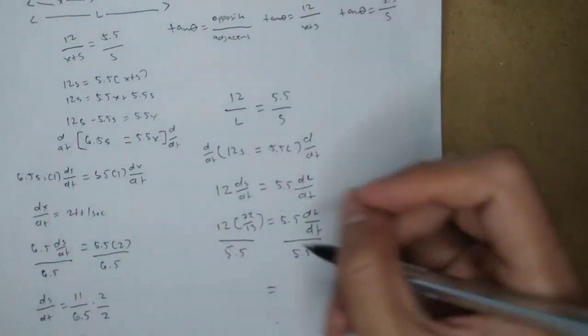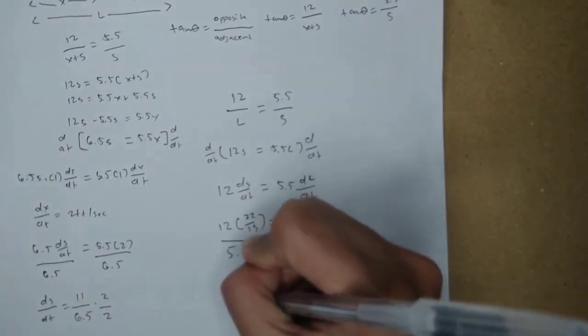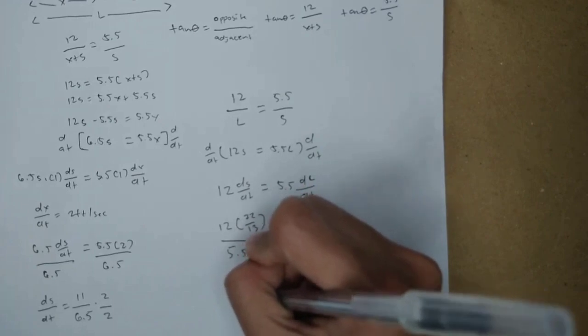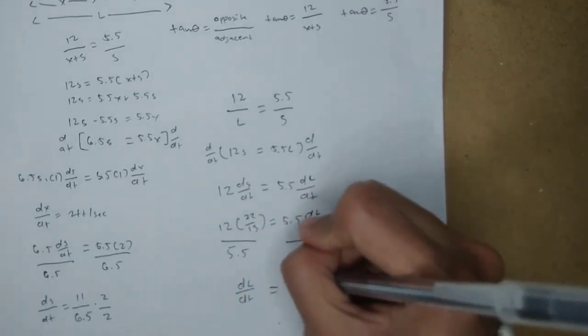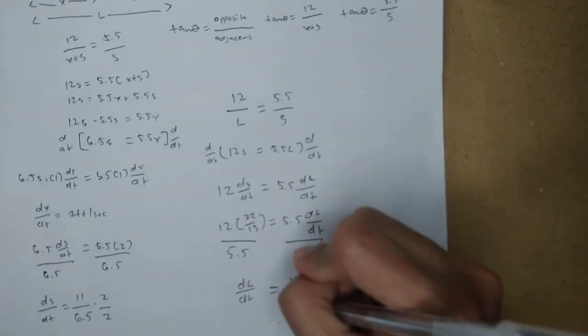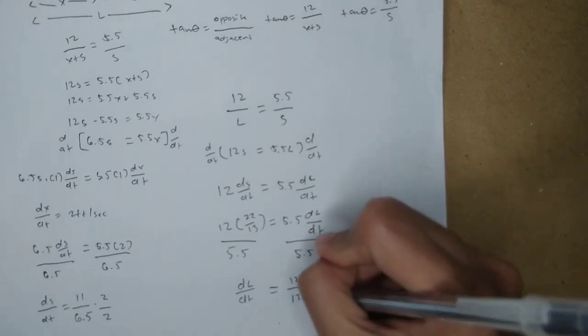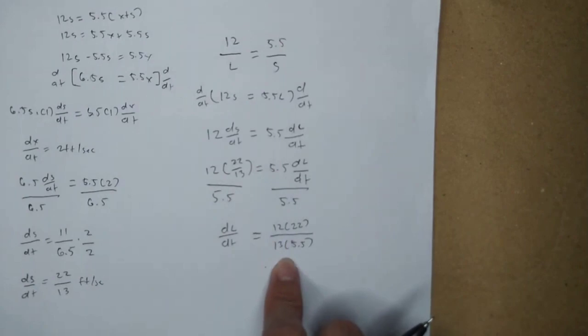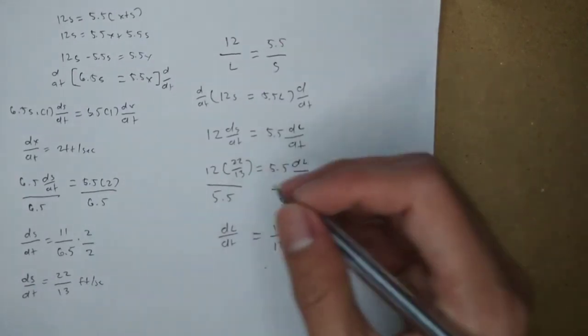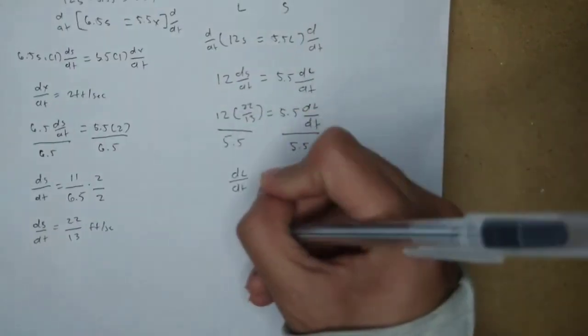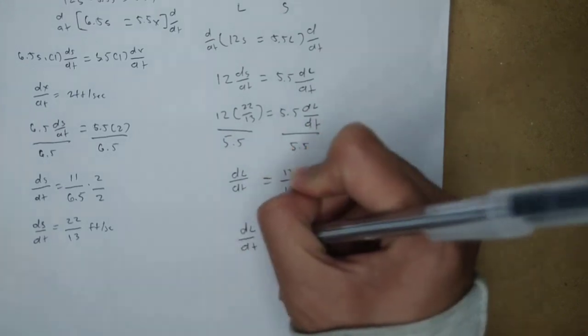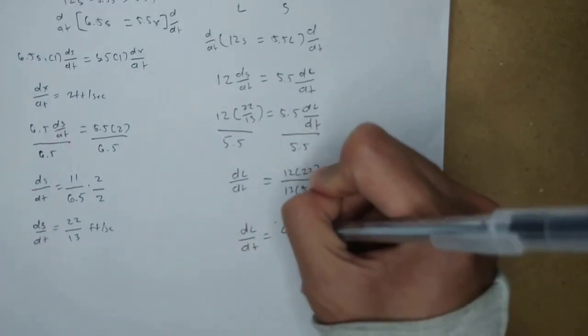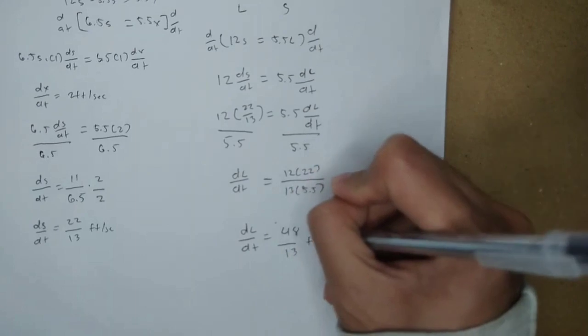So rewriting it, our equation would look like this: dL/dt equals 12 times 22 over 13 times 5.5. Now we are just going to input the values in our calculator. So our final answer would be dL/dt equals 48 over 13 feet per second.